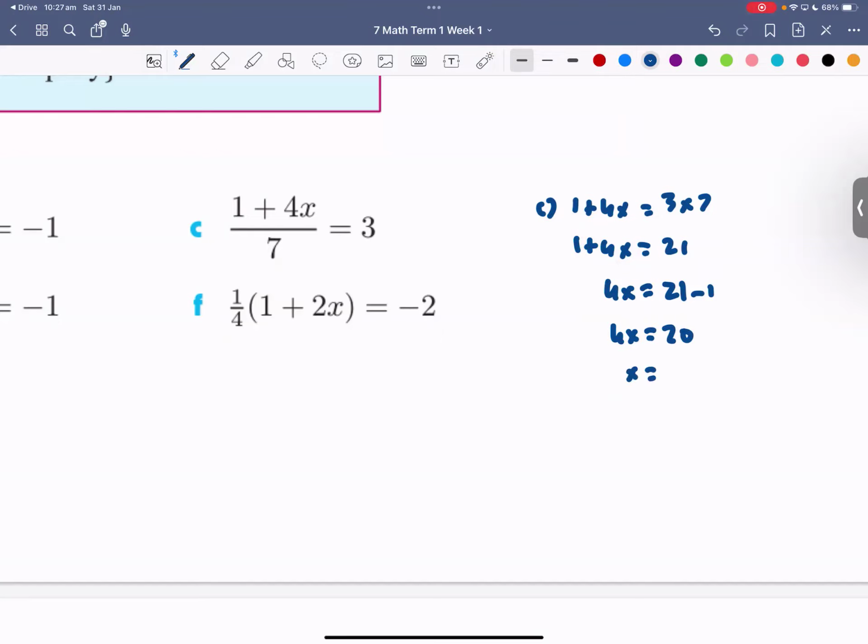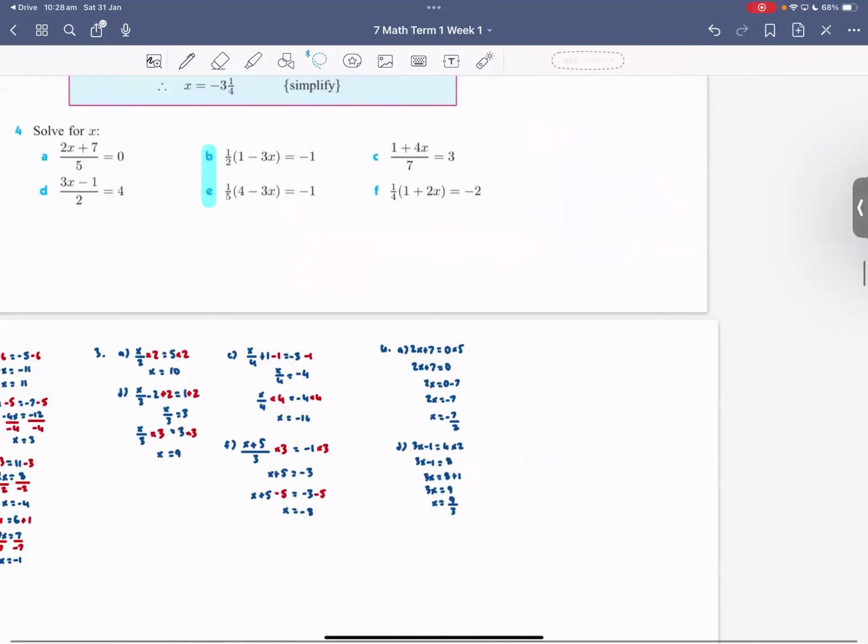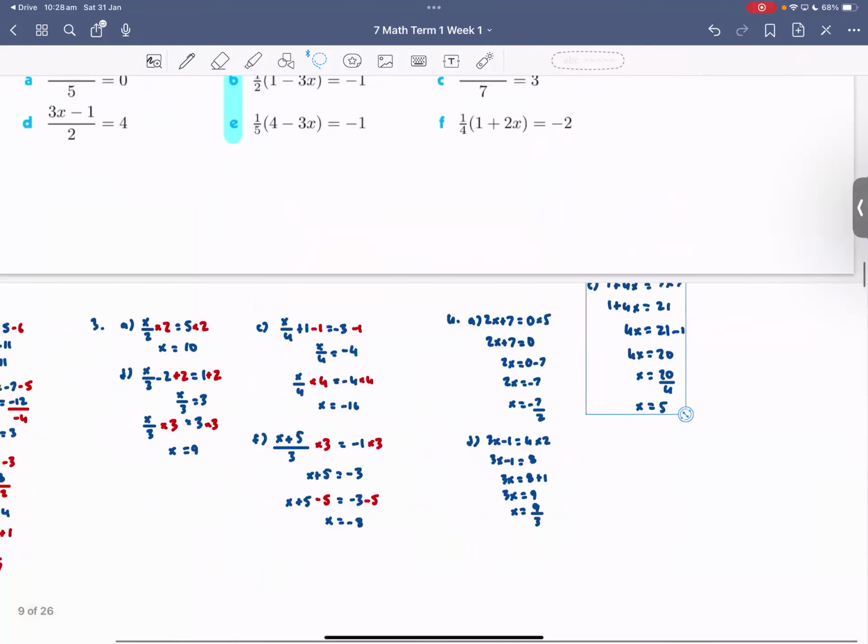And then we divide by 4. And what's 20 divided by 4? 5. Cool. Are we happy with that? All righty. So that's your answer. And the last one.